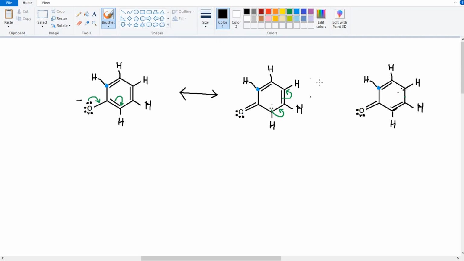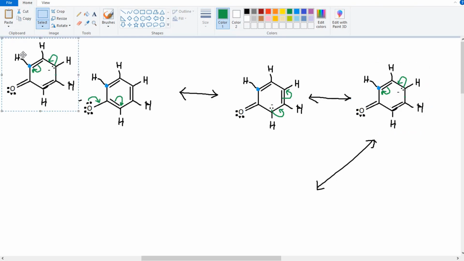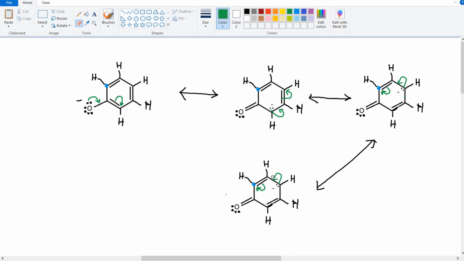And then I will basically continue to do that until I've gone completely around the ring. I'll do another resonance structure where I will take the negatively charged electrons here. Change my color to green. Atom to bond, bond to atom. If I do that, that's going to give me this. Bye-bye lone pair, bye-bye negative charge. Hello double bond. Bye-bye this double bond. Hello negative charge and lone pair.